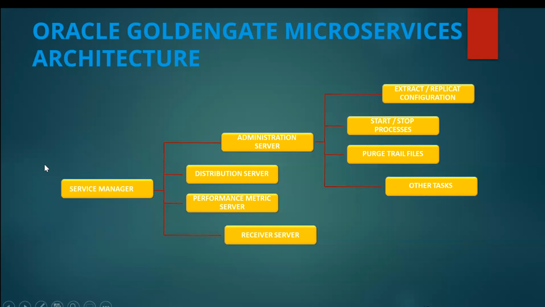Under GoldenGate home, you install the GoldenGate microservices binaries. Service Manager Home is for Service Manager and Deployment Home is for deployment.